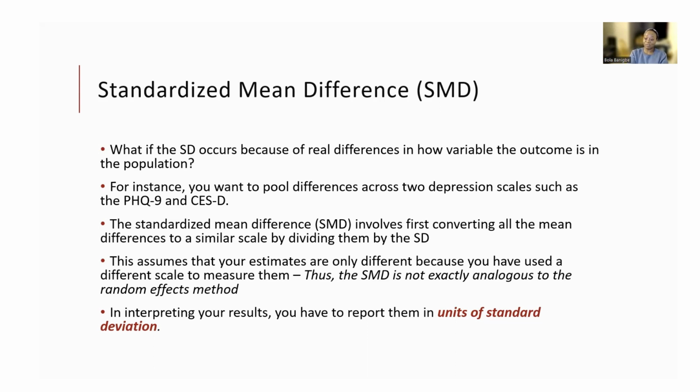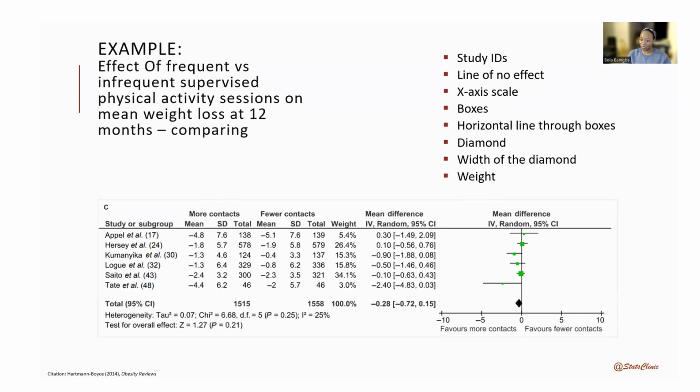What you do is first you convert all the mean differences into the standardized mean difference by dividing them by the standard deviation. However, the standardized mean difference is unitless. So when you're interpreting the standardized mean difference, you're interpreting it in units of standard deviation. It is no longer millimoles per liter. It is no longer millimeters of mercury. It is now in units of standard deviation, and we will see examples as we go.